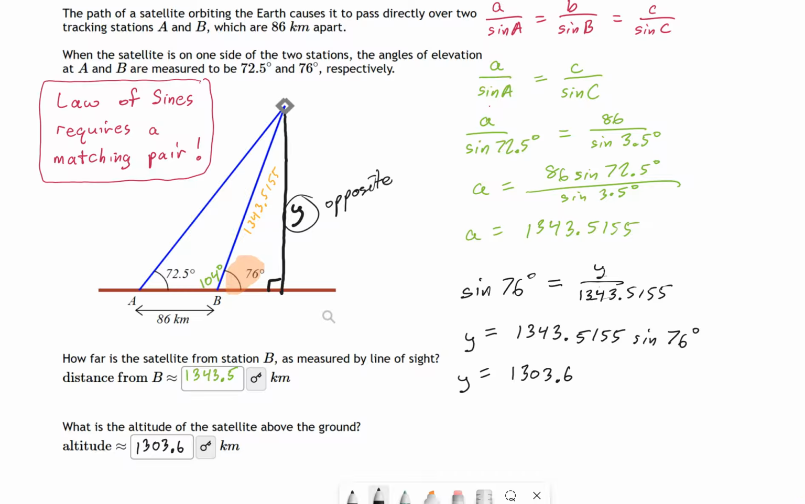1303.6. And that's that. So it's really a law of sines combined with a right triangle application. You're going to see these pretty often. Okay, I think there's a mountain problem running around in the homeworks. That'll be similar to this.